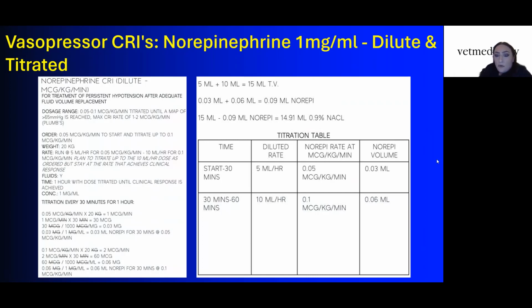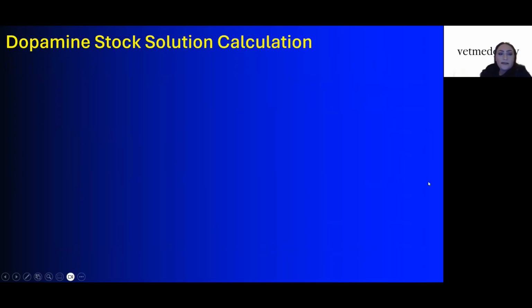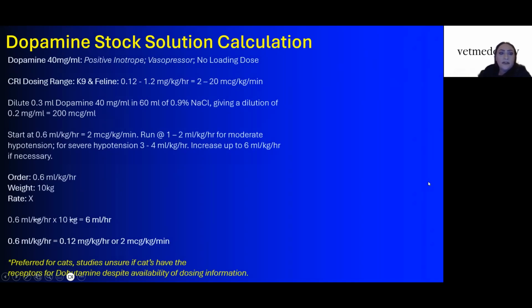So the norepi volumes and the rate are listed here as well. Okay, so for dopamine stock solution calculation, dopamine 40 mg per mL. It's a positive inotrope. It is a vasopressor and there's no loading dose. The CRI dosing range for canines and felines is 0.12 to 1.2 mg per kg per hour or 2 to 20 mics per kg per minute.